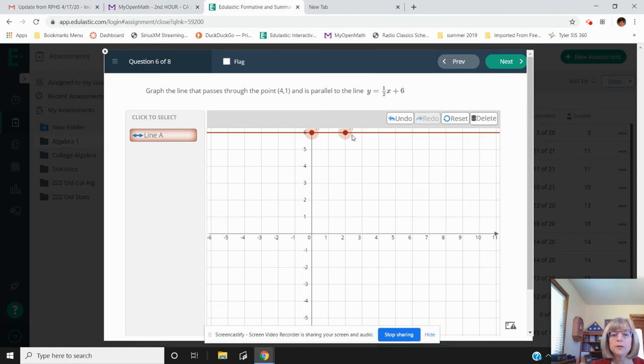This point over here, the one that I've turned blue, that's not in the right spot. This point needs to be moved up 1 and over 2. Well, if you notice, I can't go up 1 and over 2. But what I can do is go down 1 and back 2. So I'm going to move the line so that point is down 1 and back 2.